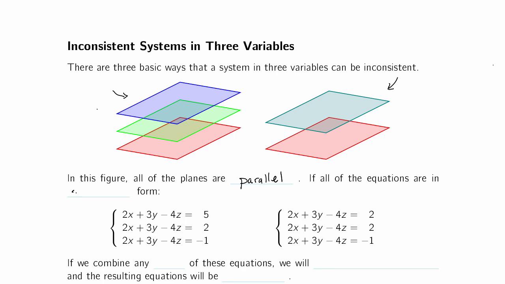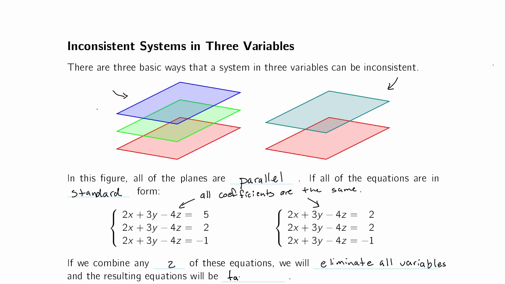If we look at the equations in standard form, this is very easy to spot. In both cases, all the coefficients are the same. So it's easy to see that if we combine any two different equations on either one of these lists, we'll eliminate all the variables, and the resulting equations will be false. So here, it's easy to spot that we have an inconsistent system because all of our coefficients are the same. So that's one of the things that can go wrong when we have a system of three equations and three variables, and it's very, very easy to spot that it's happening.